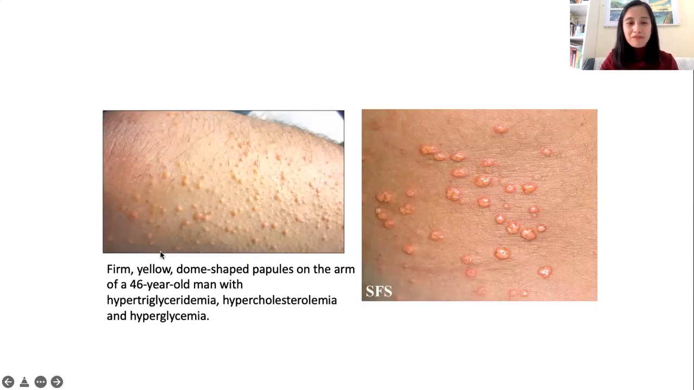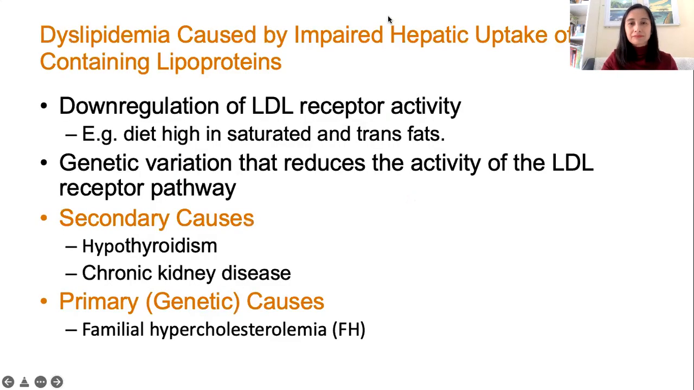Firm yellow dome-shaped papules on the arm of a 46-year-old man with hypertriglyceridemia, hypercholesterolemia, and hyperglycemia. So if you have patients or even relatives who have this skin manifestation, have them screened with a fasting lipid profile. Next, we go to dyslipidemia caused by impaired hepatic uptake of ApoB containing lipoproteins.